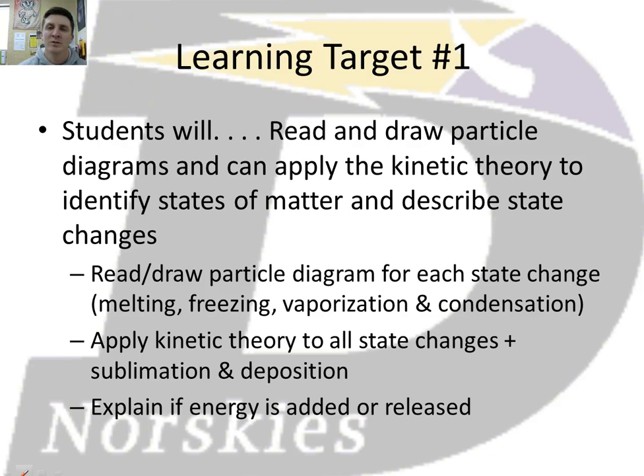Number one, you got to read and draw those particle diagrams as I discussed for each state change. And there's four state changes: melting, freezing, vaporization, and condensation. Those are the four big ones. There's actually six, and I'm going to discuss the other two here in just a moment. You have to apply kinetic theory to all state changes as well, and that includes the other two which I just discussed, sublimation and deposition. So 6 total state changes, and we're going to have different state changes along with that.